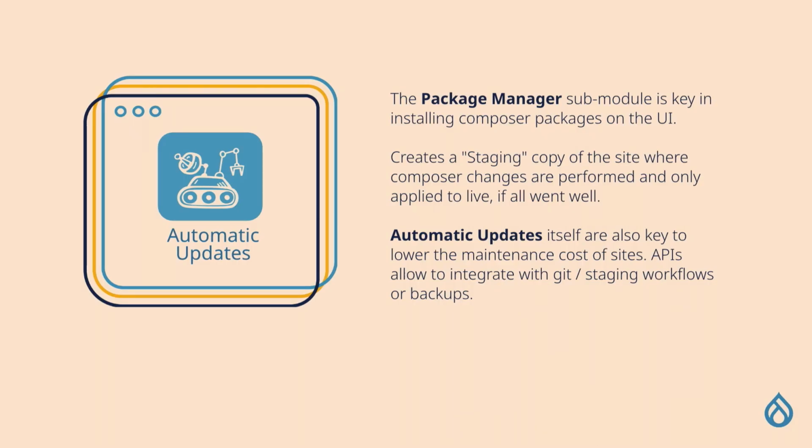In order to get automatic updates running, we have this thing called Package Manager, and it's a small wrapper around Composer that allows you to perform Composer operations from code, either from the UI or from the CLI, and from within modules themselves. That's the backbone of auto updates and Project Browser, in that it creates a little staging copy of your site and performs the Composer operations. If they fail, it's able to safely roll back, and otherwise you're good to go.